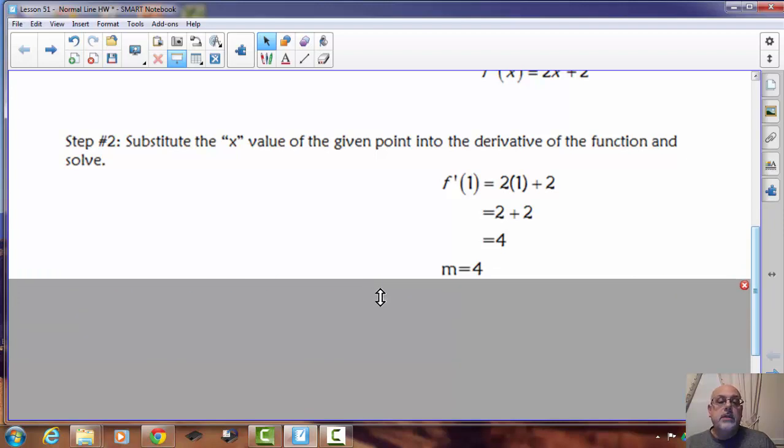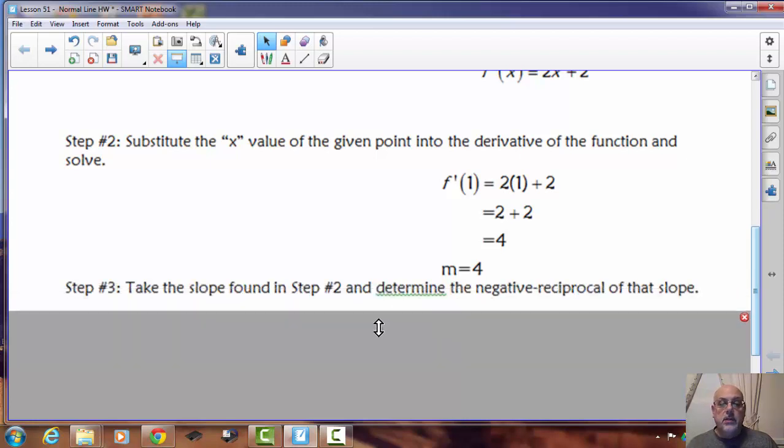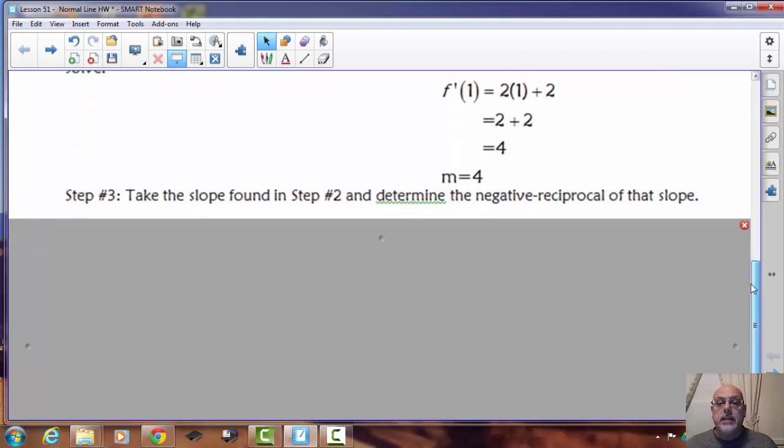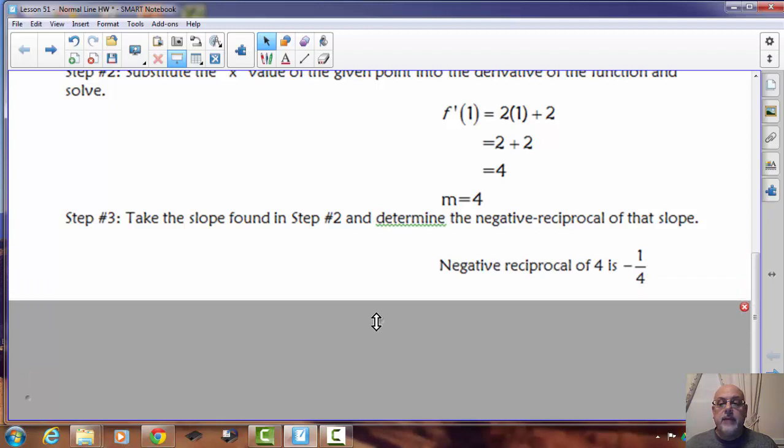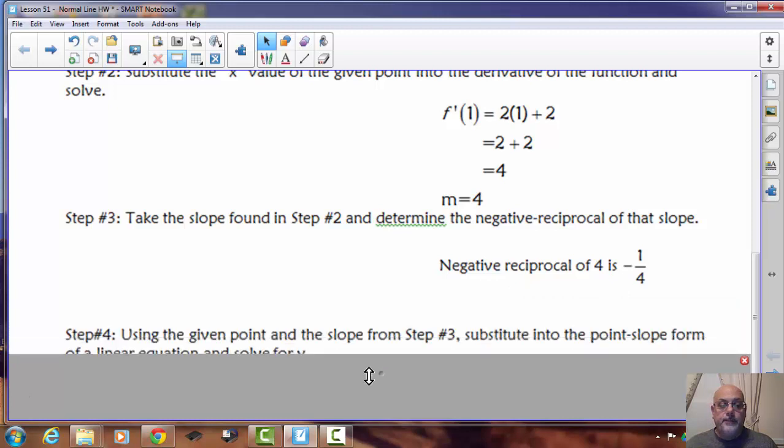But we're looking for the slope of the normal line, which is perpendicular to the tangent. If you recall, the relationship between the slopes of perpendicular lines is that their slopes are negative reciprocals. So if the line that we're looking at has a slope of 4, to be perpendicular to that, you would have to have a slope of negative 1/4. So now we know that's the slope of the normal line.